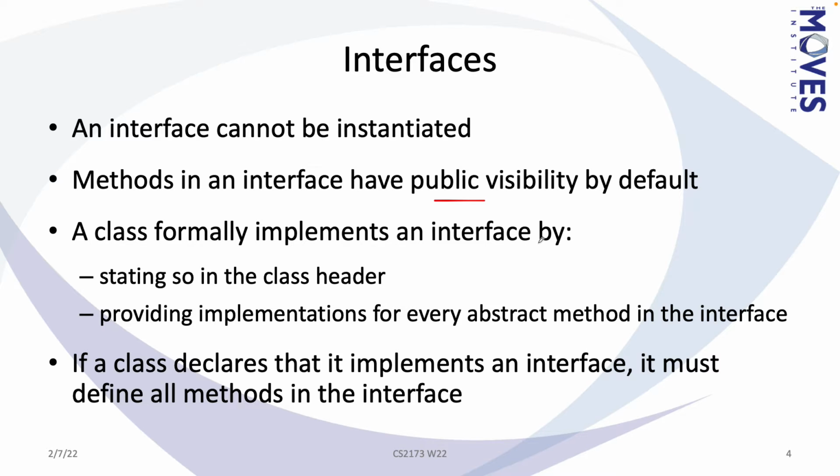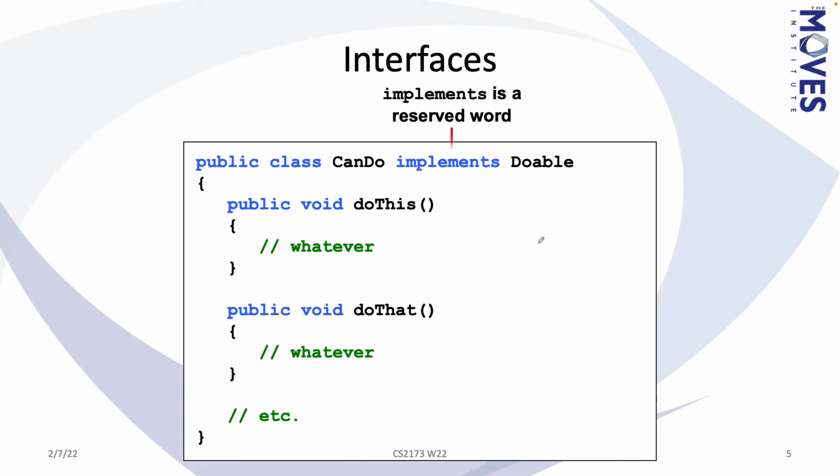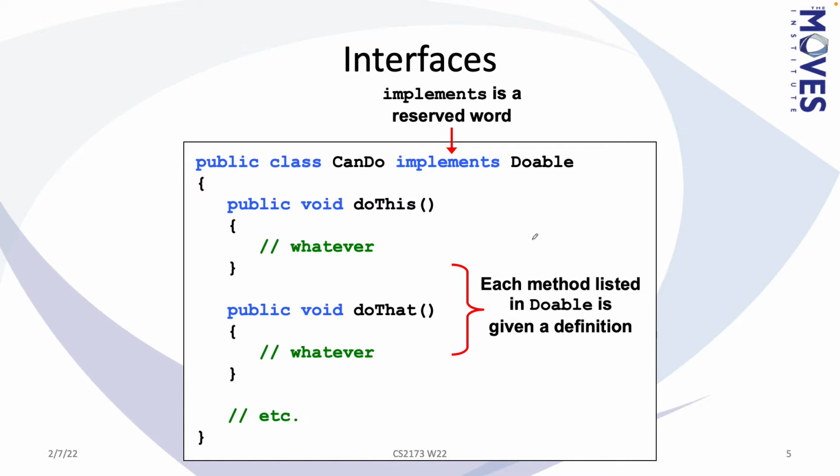So you implement the interface by saying "implements" in the definition. We'll see an example of that. And then you must provide an implementation for each of those methods. That's when you sign the contract. Up to now we've just been saying public class, giving it the name, and now we add implements, in this case, Doable.